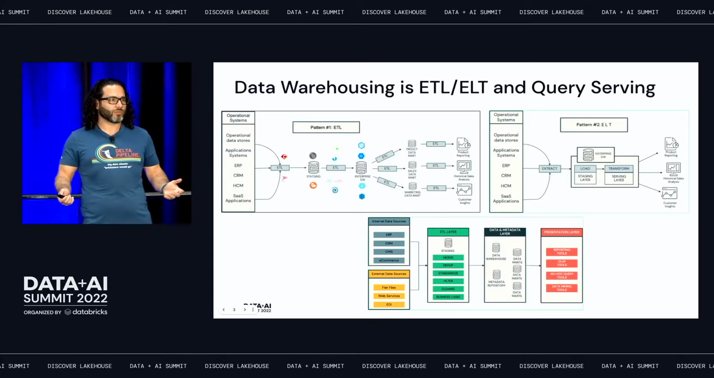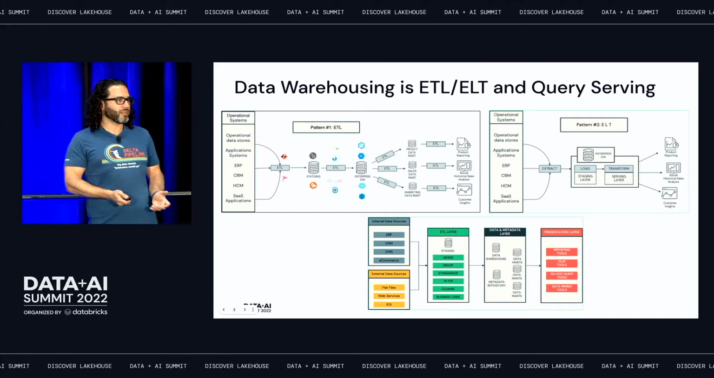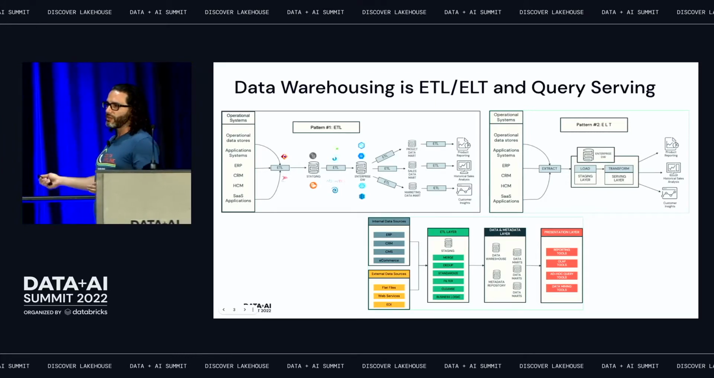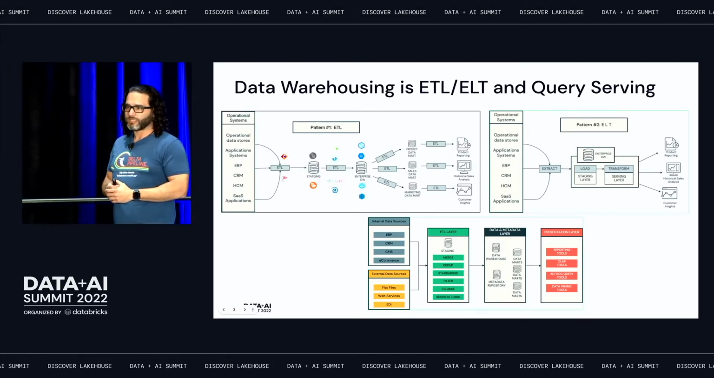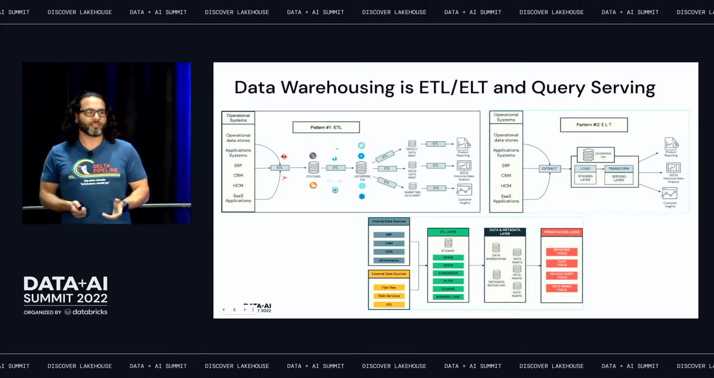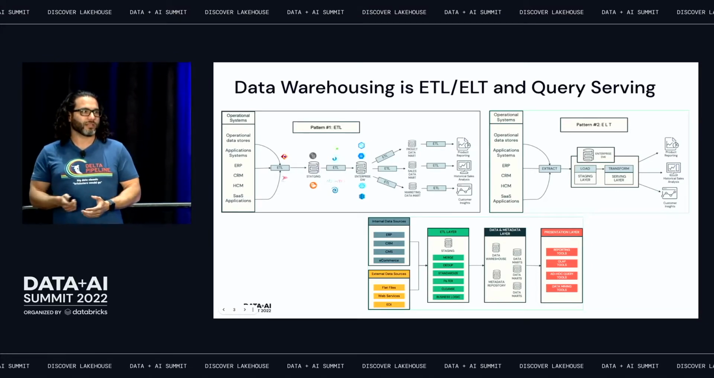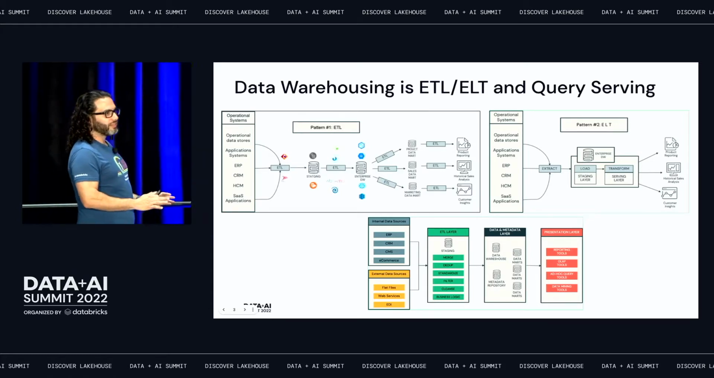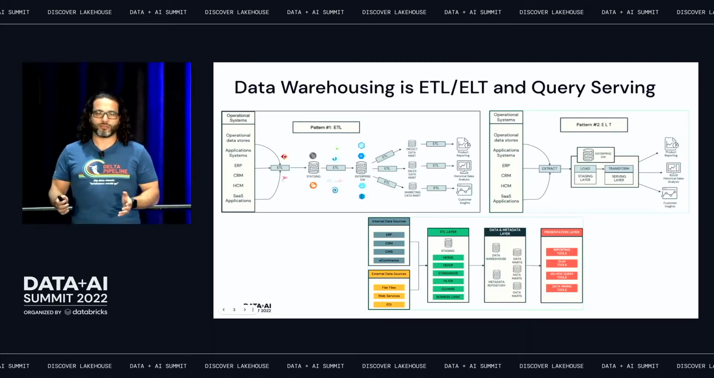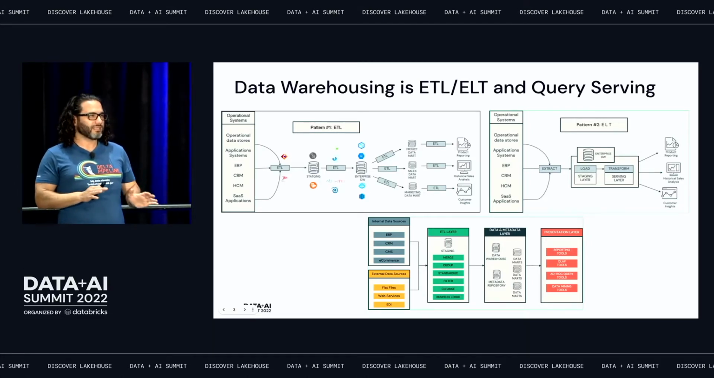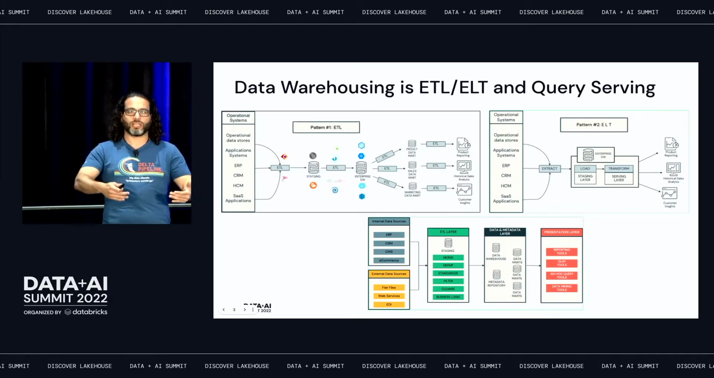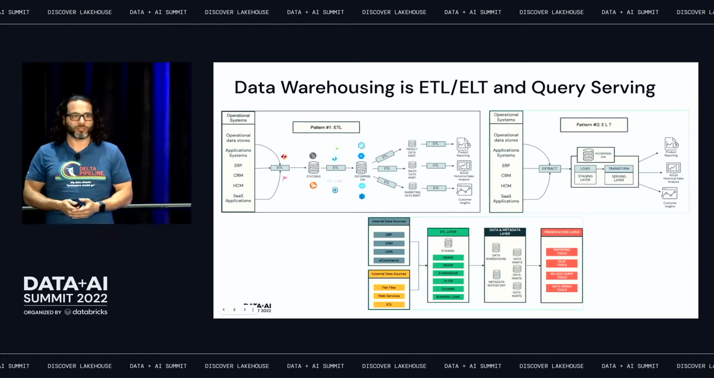So let's break it down. What is data warehousing when you break it down at its core? Those core components that we talked about. Essentially, as we've seen data warehousing mature over the decades, it's a pretty old technology. It's 30, almost 40 years old at this point. It's basically ETL or ELT with query serving. And there are a plethora of vendors that will sell you parts of this system. Traditionally, you had data warehouses. They came out in the late 80s, early 90s, and they were essentially the way that you would put all of your data so that you could serve it up for reports.